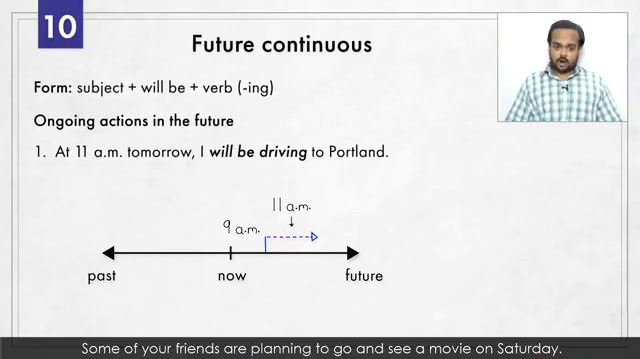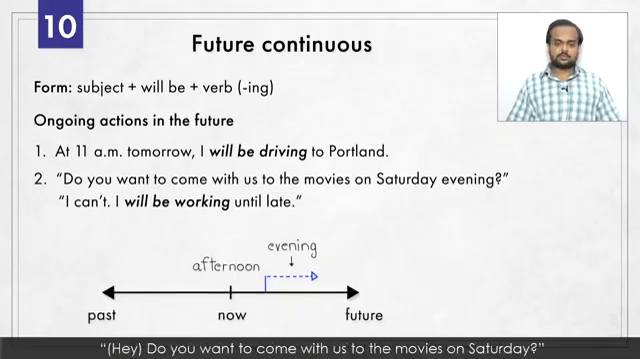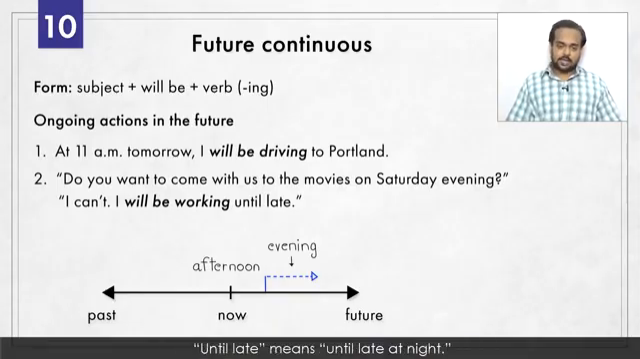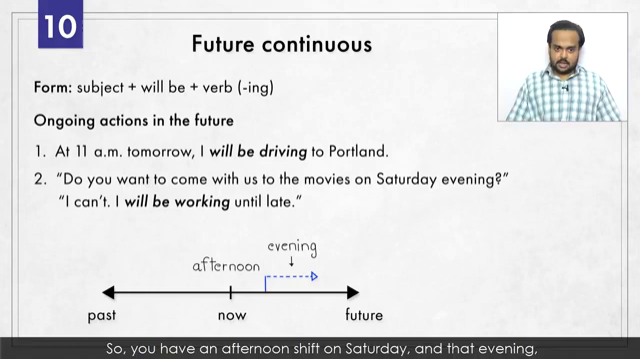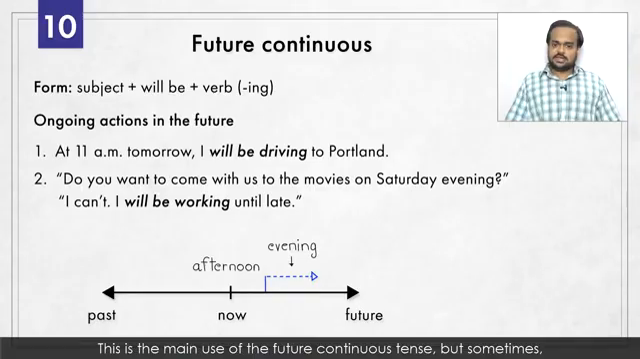Here's another example. Some of your friends are planning to go and see a movie on Saturday. One of them asks you, "Hey, do you want to come with us to the movies on Saturday?" And you say, "I can't. I will be working until late." Until late means until late at night. So you have an afternoon shift on Saturday, and that evening you will still be in your office doing your work, so you can't go to the movies. This is the main use of the future continuous tense.